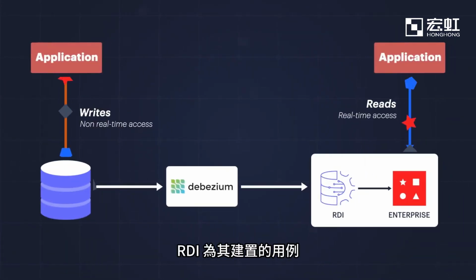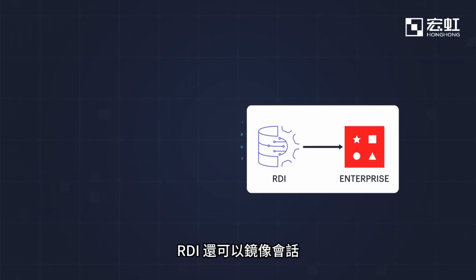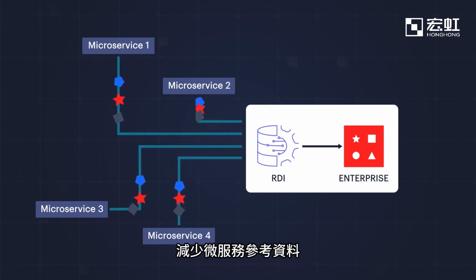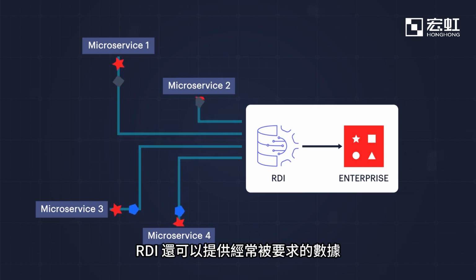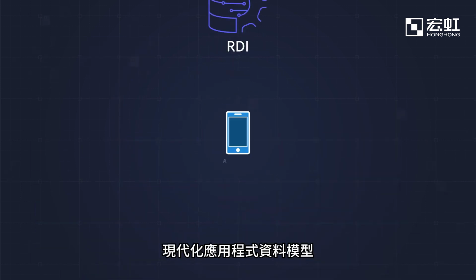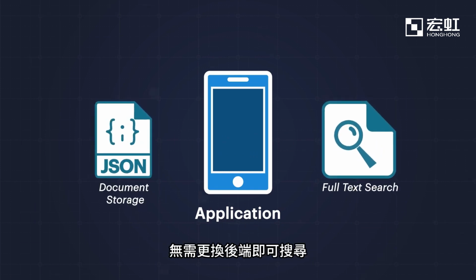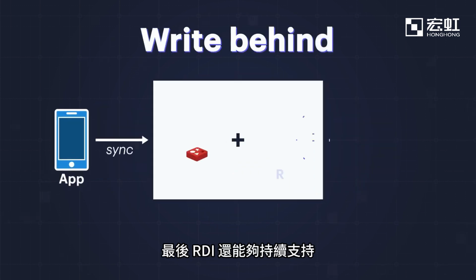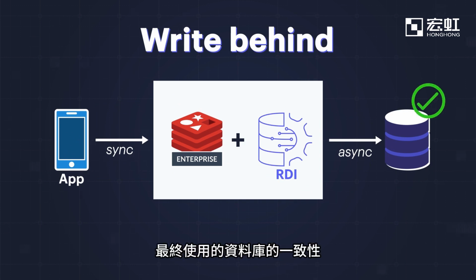Ingest isn't the only use case that RDI was built for. It can also accelerate slow database queries. RDI can also mirror session and reference data to microservices, reducing bottlenecks of services waiting for frequently requested data. Also, RDI can modernize application data models, enabling document storage and full-text search without replacing the backend RDBMS. Lastly, RDI supports write-behind, which enables the ability to write data to Redis and achieve fast eventual consistency in the database, used commonly for fast processing of transactions, for example.